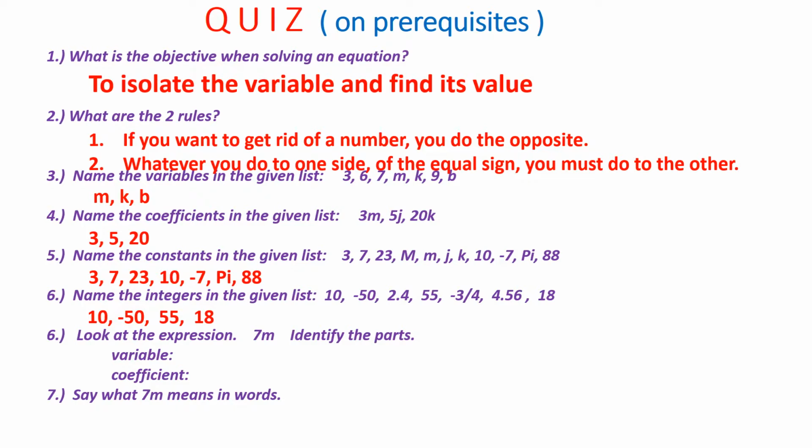Number 7. Look at the expression 7m. Identify the parts. Which part is the variable? Which part is the coefficient? The variable is m. The coefficient is 7. Number 8. Say what 7m means in words. 7m means 7 times m.